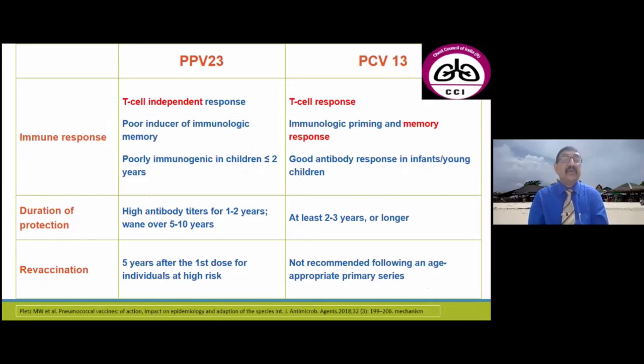So coming to the immune response, PPSV23 is T cell independent, whereas PCV13 has a T cell response. PPSV23 is a poor inducer of immunological memory. There is immunologic priming and memory response is greater in PCV13. For the duration of protection, in PPSV23 there is a high antibody titer for 1 to 2 years, which wanes over 5 to 10 years. But in case of PCV13, at least 2-3 years, but no longer.